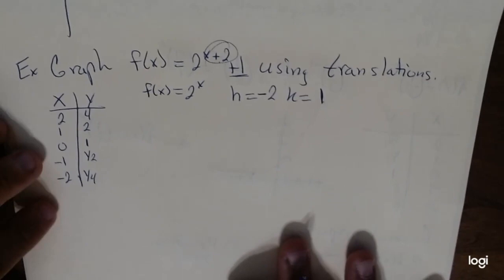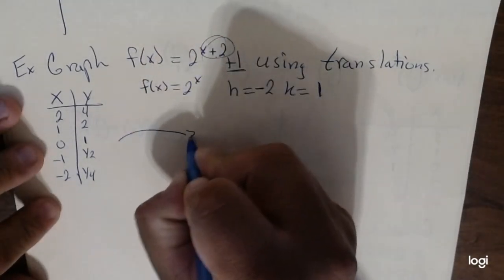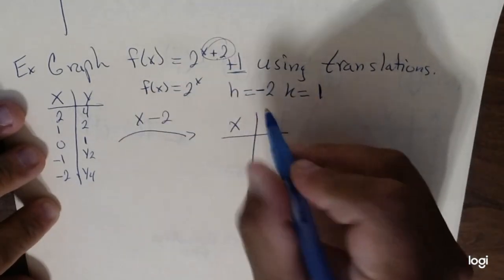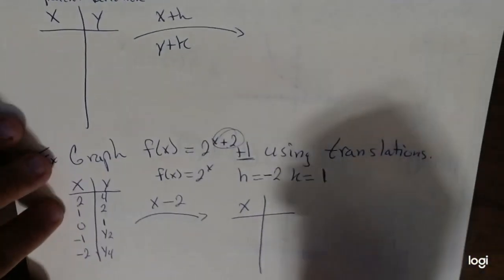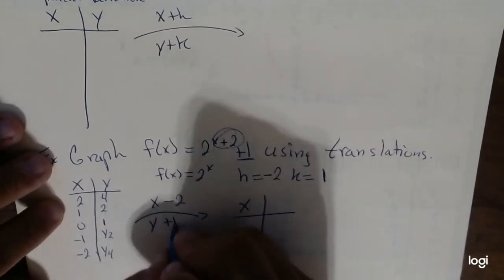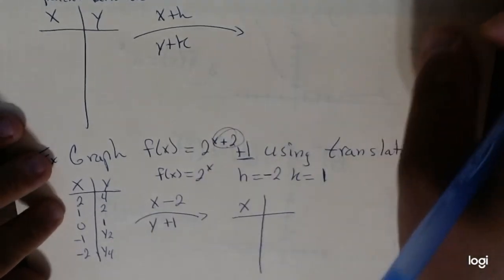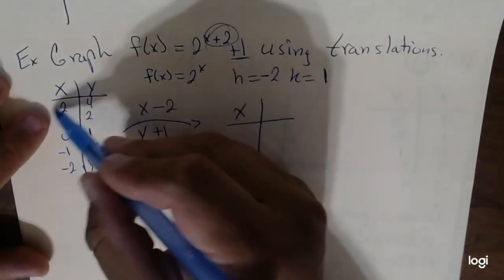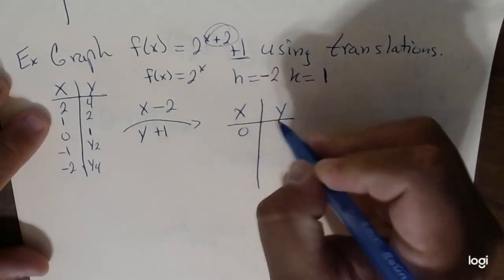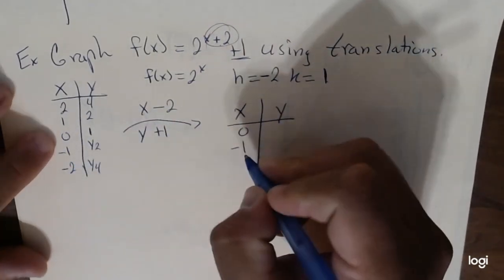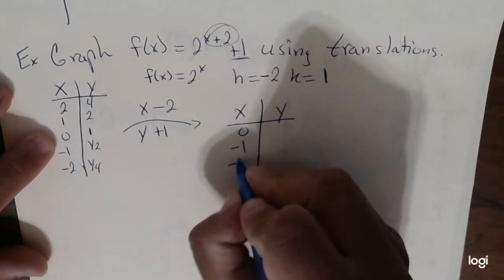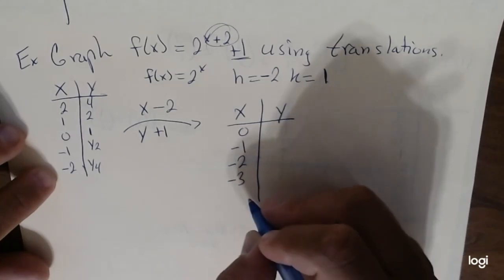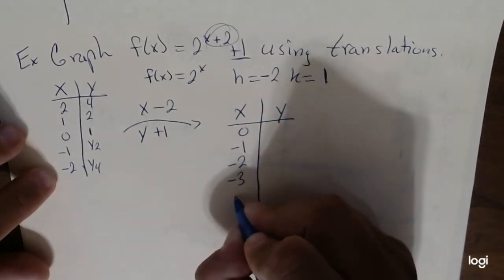All right, so now we can use the transformation corresponding to it. For all the x's, we're going to subtract 2 because that's what the h tells me, and for all the y's, I'm going to be adding 1, the k value itself. So every number here, we're just going to subtract 2. 2 minus 2 gives you 0. 1 minus 2 gives you -1. 0 minus 2 is -2. -1 minus 2 is -3. And finally, -2 minus 2 gives you -4.